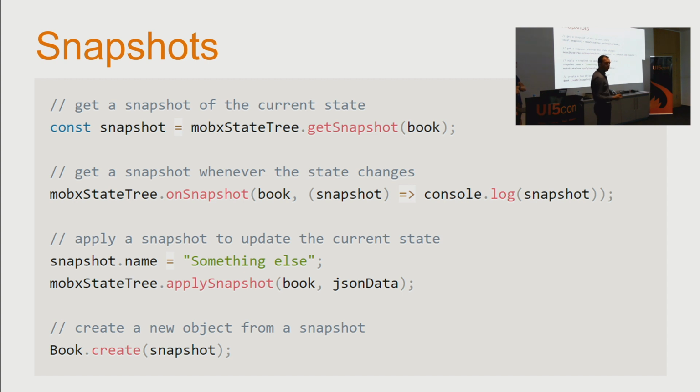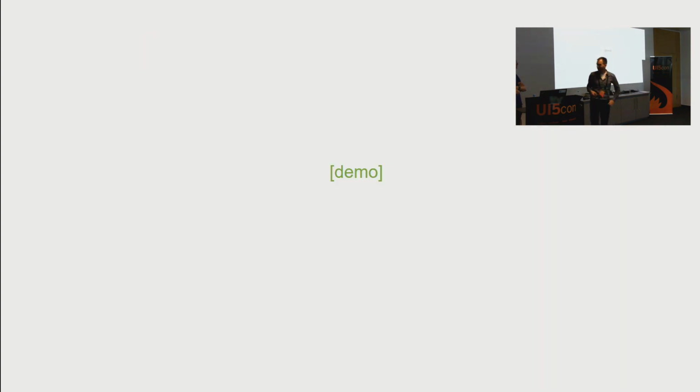And also you can instantiate a new object from a snapshot. You can say book.createSnapshot, and you have a living tree. So you notice I'm quite enthusiastic about it. Actually, I can't imagine how we would have done this without this nice library.